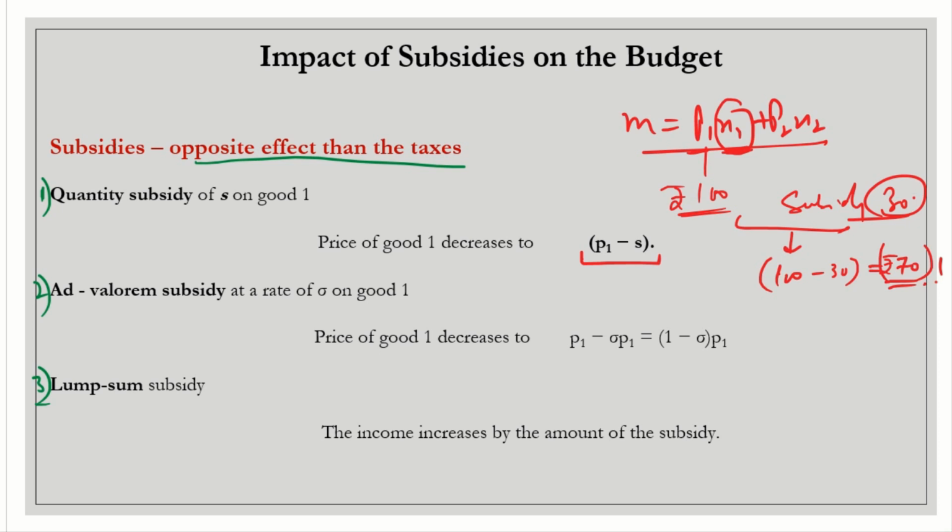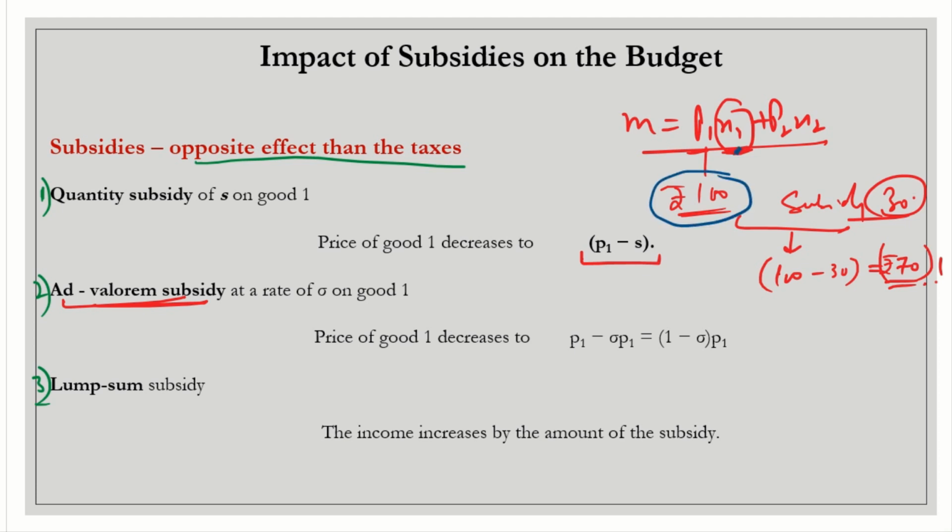Now the second one is ad valorem subsidy. Like in the previous case where we talked about ad valorem, an ad valorem subsidy means that it is something being provided as a proportion of the price. So say for example the price which we had assumed in this case, 100 was the price of good one.